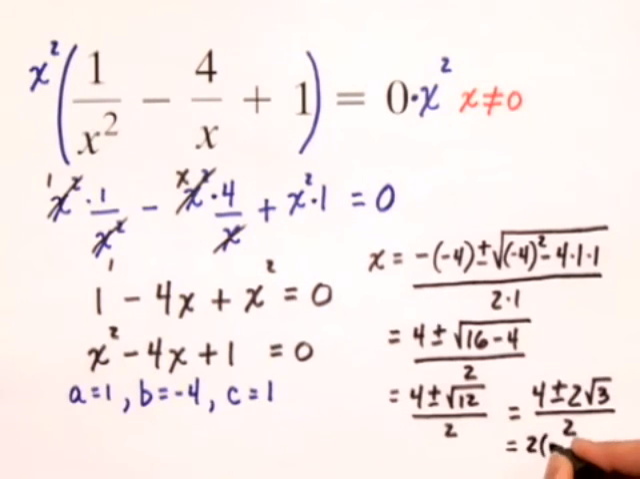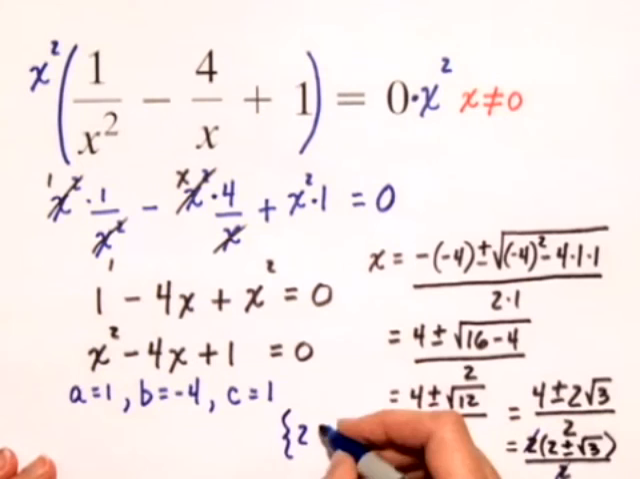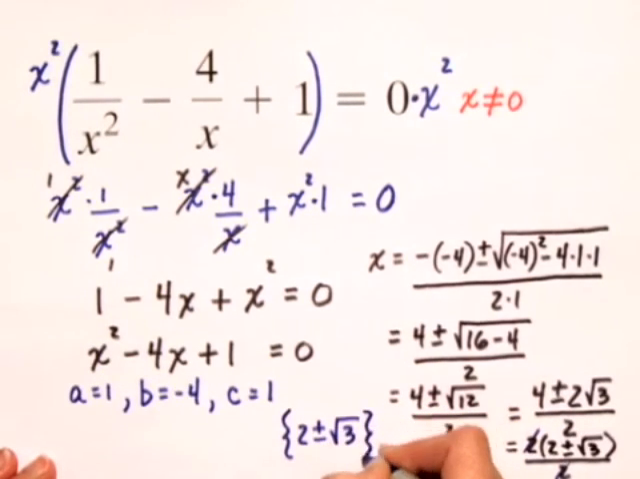When we do, we're left with 2 plus or minus the square root of 3 all over 2. And we can divide out those like factors of 2. And our final answer is just going to be 2 plus or minus the square root of 3. We'll write that in set notation. Our solution set is 2 plus or minus the square root of 3.